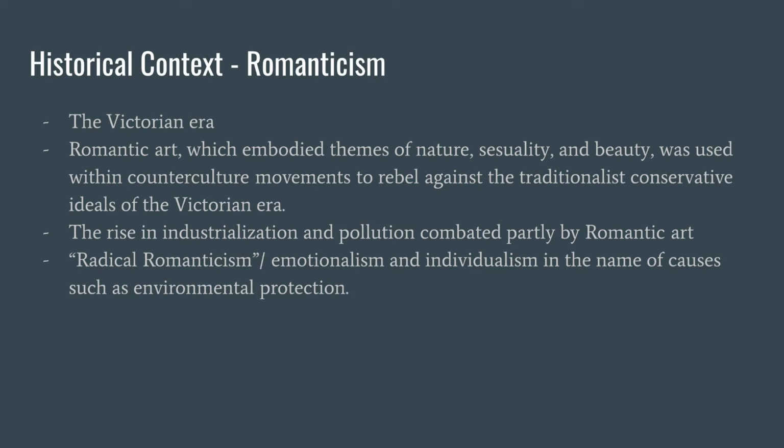The early modern period, also called the Victorian era, was a period that saw extreme contrasts between royalty and the working class. Romantic art, which embodied themes of nature, sensuality, and beauty, was used within countercultural movements to rebel against the traditionalist conservative ideals of the Victorian era.